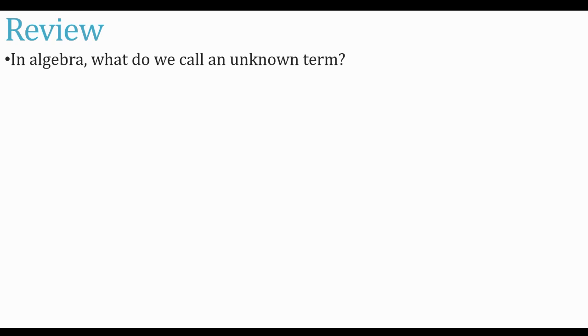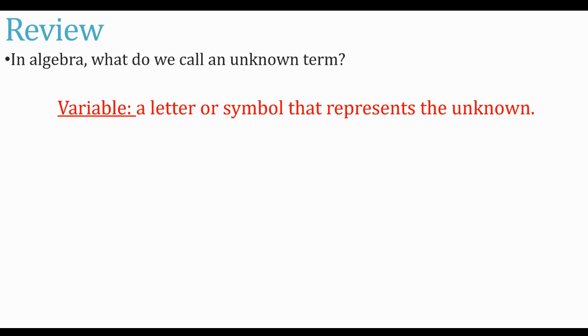So in algebra, what do we call an unknown term? The answer to that is a variable, a letter or symbol that represents the unknown. So examples could be x, y, z. It could also be a, b, c, d, any letter, capital, lowercase. And then sometimes also Greek letters are involved. So this is the letter theta in the Greek alphabet. That really applies when you get to geometry and trigonometry, but sometimes you will see Greek letters as variables.